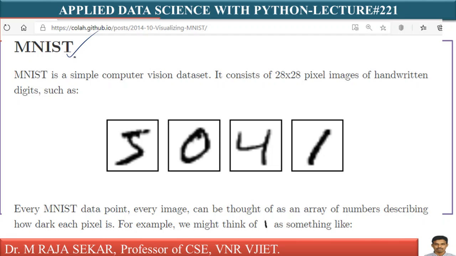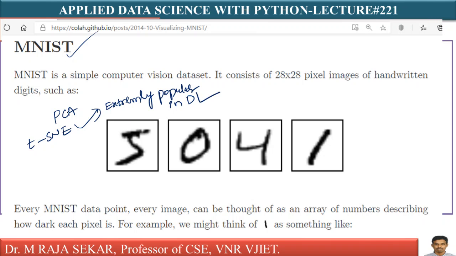He also explained two techniques which we will discuss in our future classes. There is something like PCA. PCA means Principal Component Analysis. There is another technique, t-SNE. This one is extremely popular in the deep learning community. This PCA, Principal Component Analysis, and this t-SNE are useful for dimensionality reduction.